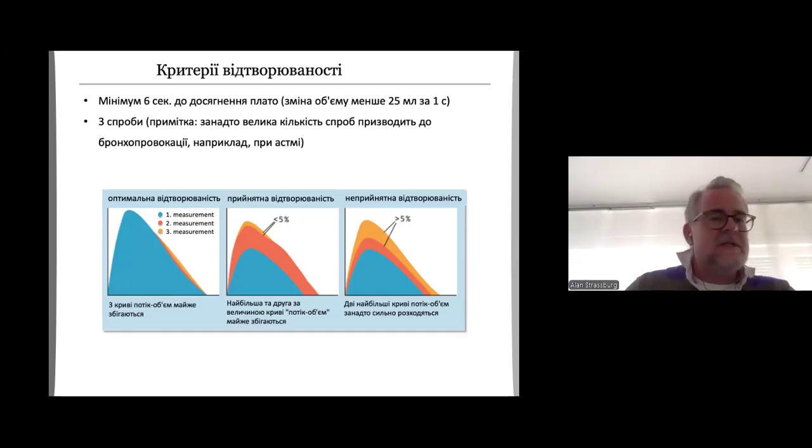One of the criteria is that the expiration phase should be at least 6 seconds long, or within the expiration, the volume should be less than 25 milliliters over 1 second. The next criterion is that the 3 attempts should not deviate by more than 5%, as you can see here in the pictures. If they do, then we either have to perform the lung function test again, or you can take one of the lung function tests out and only use 2 of the tests to calculate the volumes.